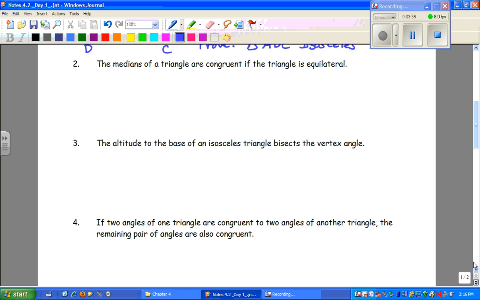In number 2, it's not in an if-then form, but the medians of a triangle are congruent if the triangle is equilateral. So where's our if? Here's our if. So this is your given. All right, and then what are we trying to prove? The medians of the triangle are congruent. Jump right in, sit right down.